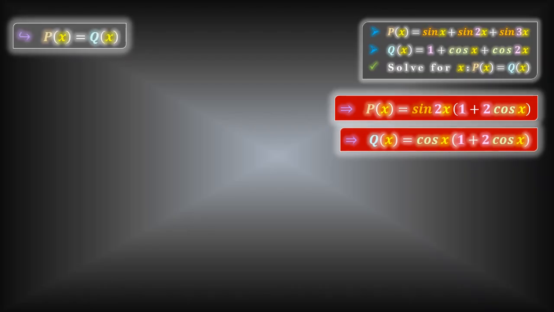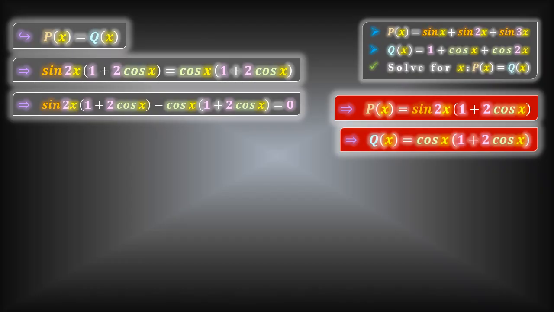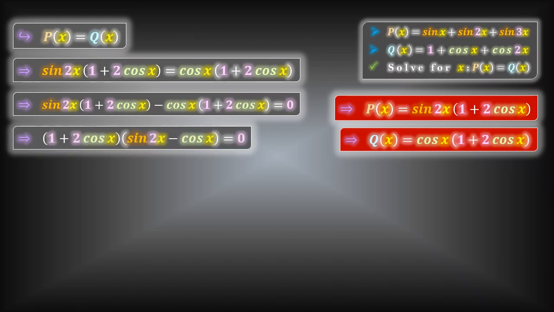Now, solving the equation p of x equal to q of x becomes equivalent to solving sine of 2 times x multiplied by 1 plus 2 times cosine of x is equal to cosine of x multiplied by 1 plus 2 times cosine of x. This implies that sine of 2 times x multiplied by 1 plus 2 times cosine of x minus cosine of x multiplied by 1 plus 2 times cosine of x is equal to 0. By extracting 1 plus 2 times cosine of x as a common factor, we obtain 1 plus 2 times cosine of x multiplied by sine of 2 times x minus cosine of x is equal to 0.